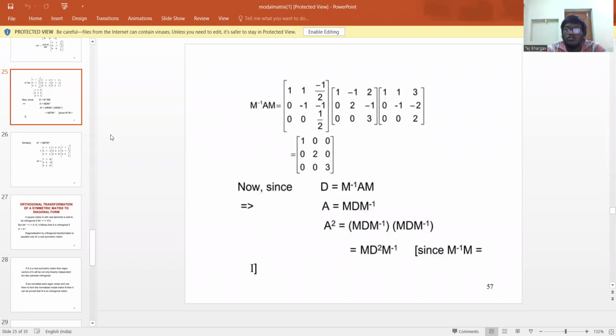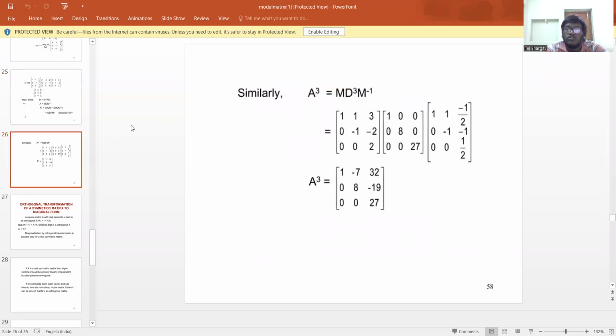Since D equals M inverse AM, A equals MD M inverse. A square equals MD M inverse times MD M inverse, which equals MD square M inverse. Similarly, A cube equals MD cube M inverse, which is [1, 1, 3; 0, -1, -2; 0, 0, 2] times [1, 0, 0; 0, 8, 0; 0, 0, 27] times [1, 1, -1 by 2; 0, -1, -1; 0, 0, 1 by 2]. So A cube equals [1, -7, 32; 0, 8, -19; 0, 0, 27].